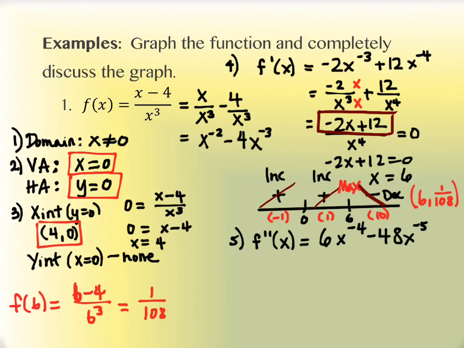All right, second derivative. We're going to do the same thing. We want to simplify this, combine it back together, and see what happens. So this is 6 over x to the 4th minus 48 over x to the 5th. And we want that common denominator, so we'll multiply the first fraction by x over x to give me 6x minus 48 over x to the 5th. And this equals 0.